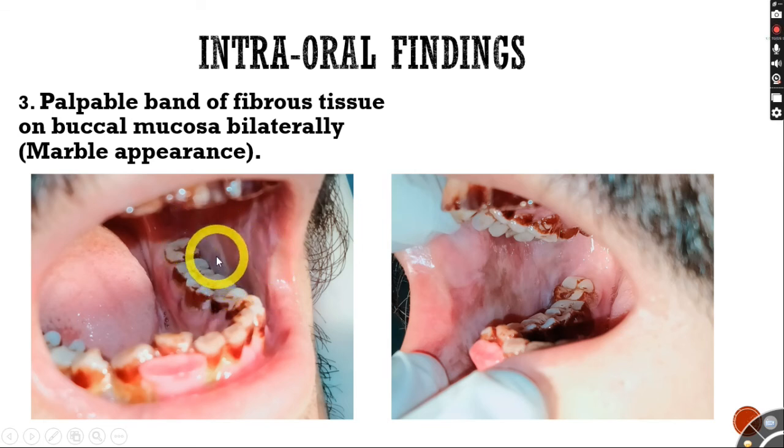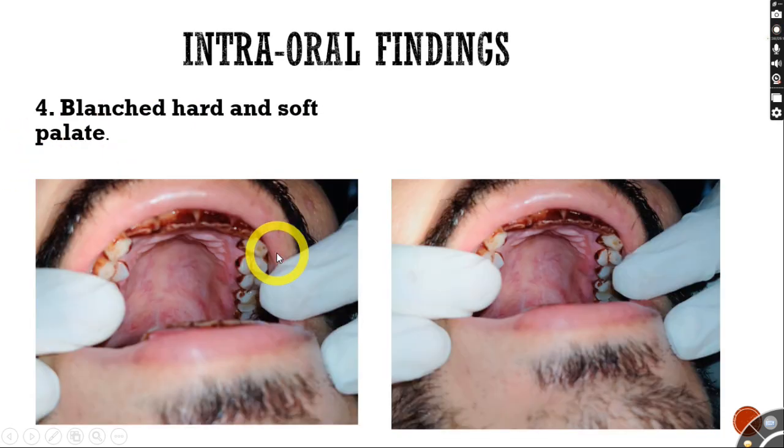Number one, fibrosis. Number two, loss of vascularity in the affected area, because of which your mucosa appears whitish, as you can see here in these clinical pictures. So what happens is your mucosa appears whitish and it very much resembles marble, the so-called marble appearance.